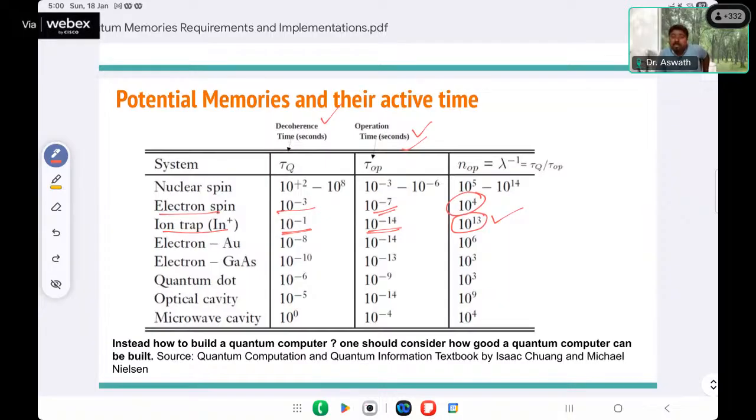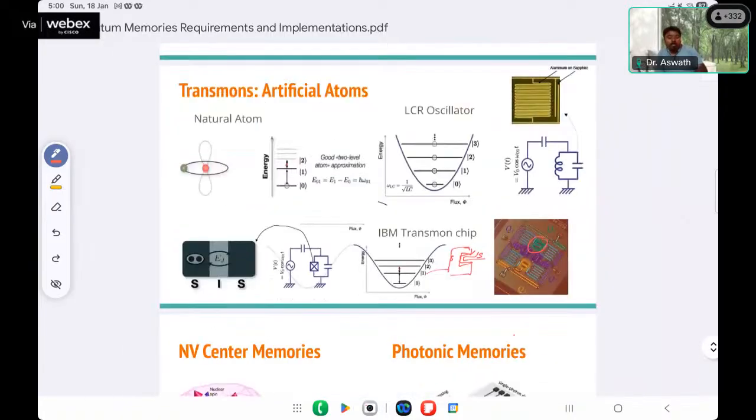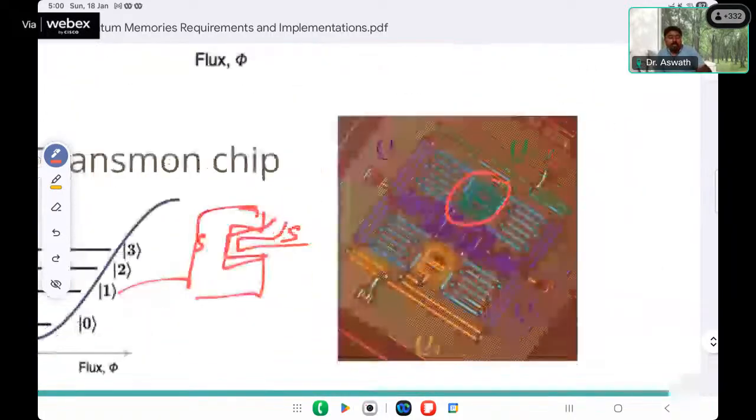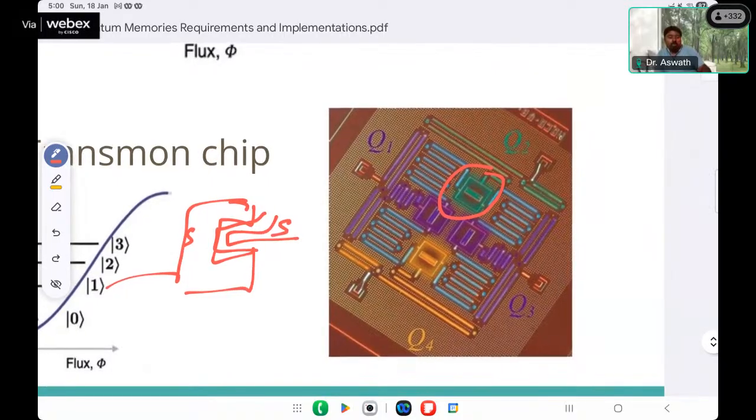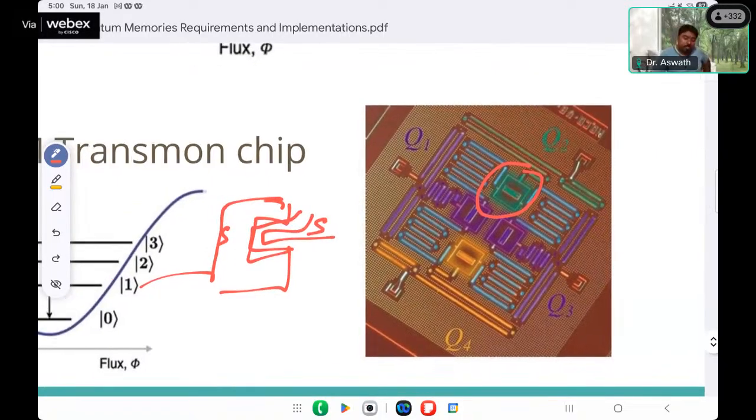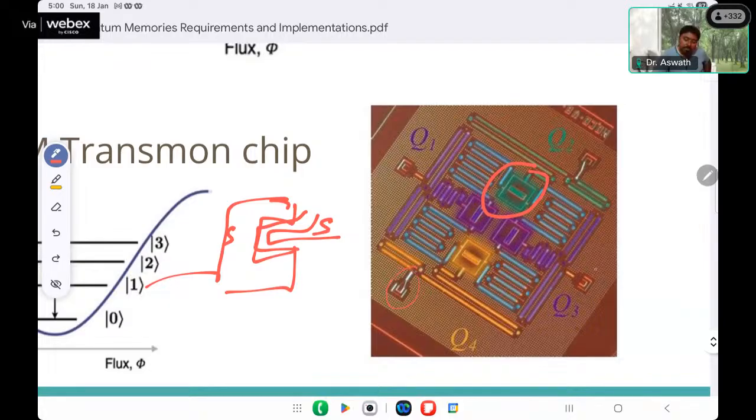So let me quickly take one question here. One LCR circuit incorporating a Josephson junction takes one atom as a qubit. Yes, you are right, one qubit. There are four qubits here: Q1, Q2, Q3, Q4, right? So there is a Josephson junction, this is a Josephson junction, and so on for each one. Okay, let me move the side rod somewhere else.